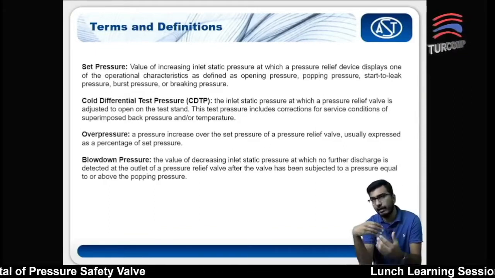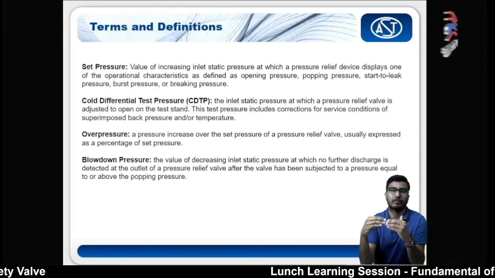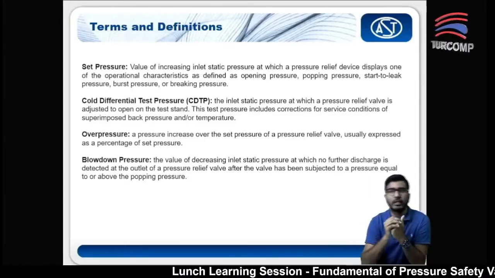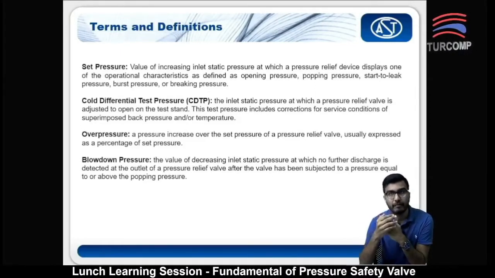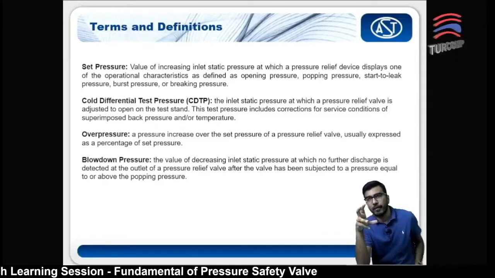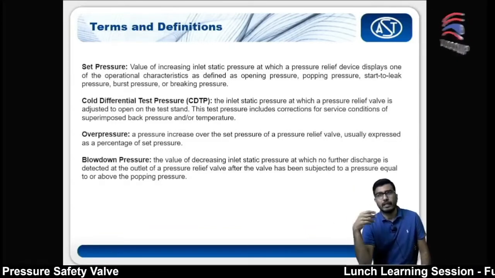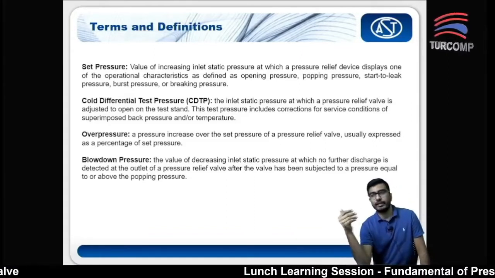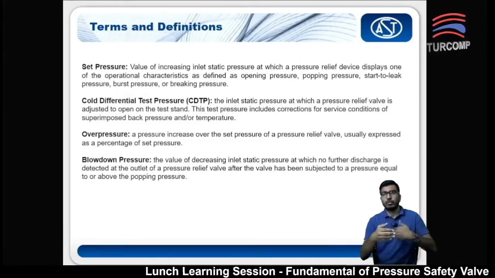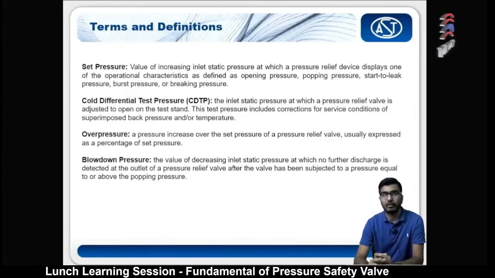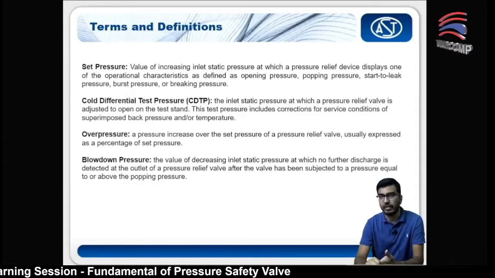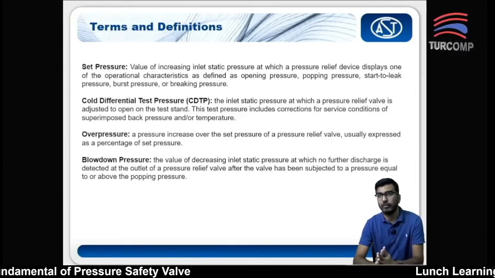So let's say your valve is set at 10 bar. So when you open, maximum fully open is at 15 bar. So the 5 bar is actually the blowdown. How much pressure that you are blowing out. It may be less than 5 bar, or it can be 5 bar also. So these are all the terms and definitions used for the safety valve, normally for the pressure.